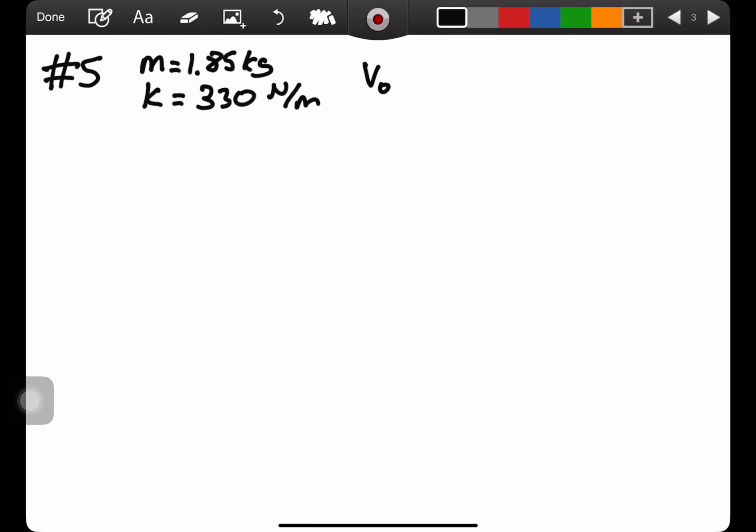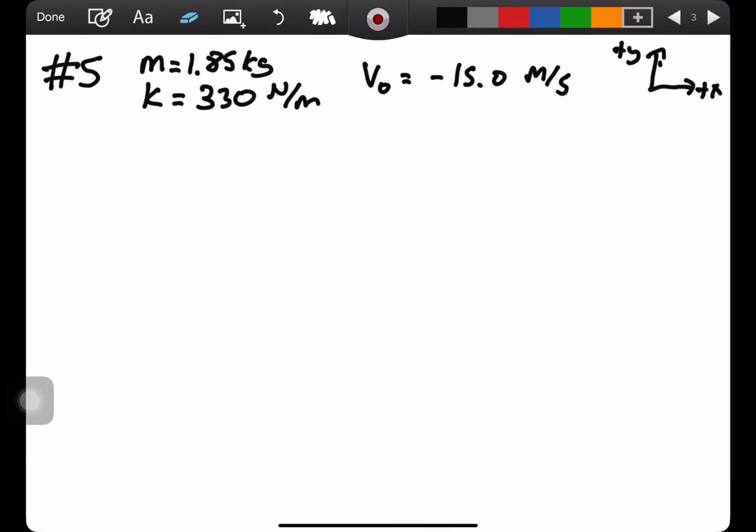We're also told that this mass has an initial velocity. It's going to the left, so I'm going to give it a negative sign, and it's 15.0 meters per second. So the speed would be 15 meters per second. The velocity would be 15 meters per second to the left horizontally. So we'll call positive x to the right, positive y up and down.